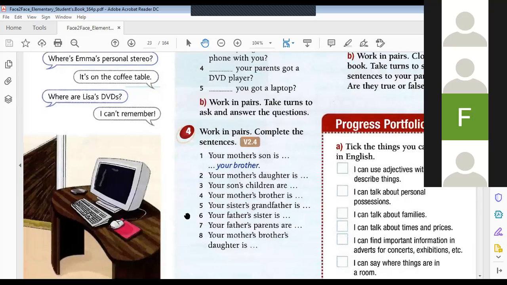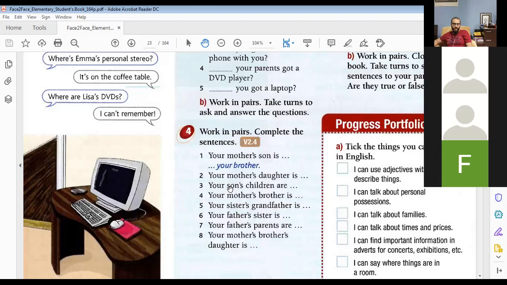Complete the sentences. Okay. This one is about family relationships. So number 1, your mother's son is your brother, of course. What about your mother's daughter? Who is she? Your sister. Yes. Right. What about your son's children? Your grandchildren. Correct. What about your mother's brother? Uncle. Your uncle.